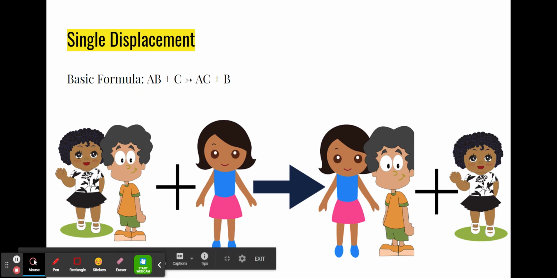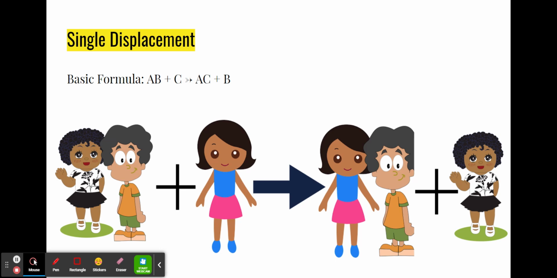So Charity and Julian decide to be friends again. They were like, you know what? You're a really cool person. I want to be friends again. So they go to the party, they're chilling.